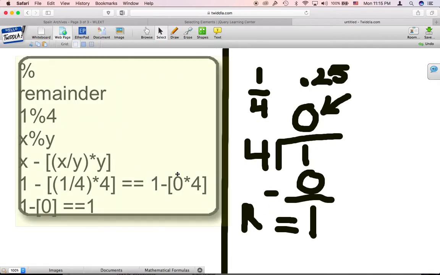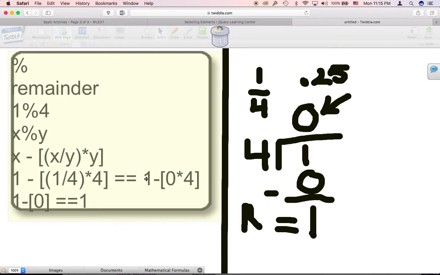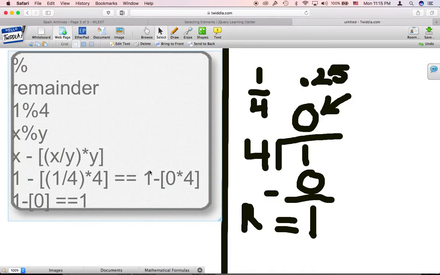Whichever way you prefer, the equation way or the third grade math way, you get the same answer. I hope this clarifies the modulus operator for you.